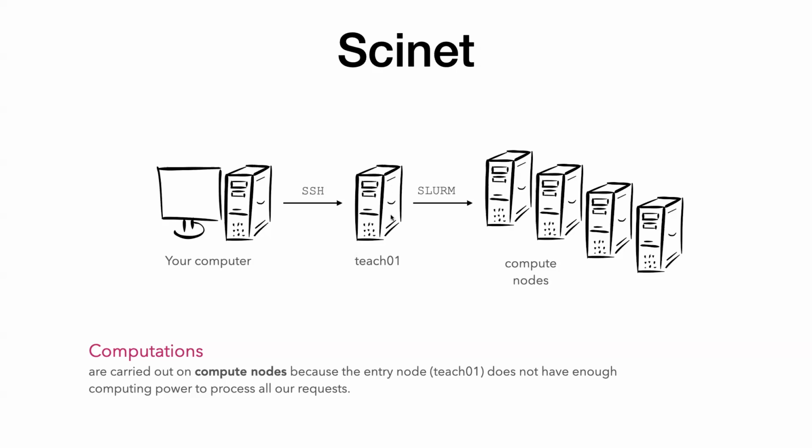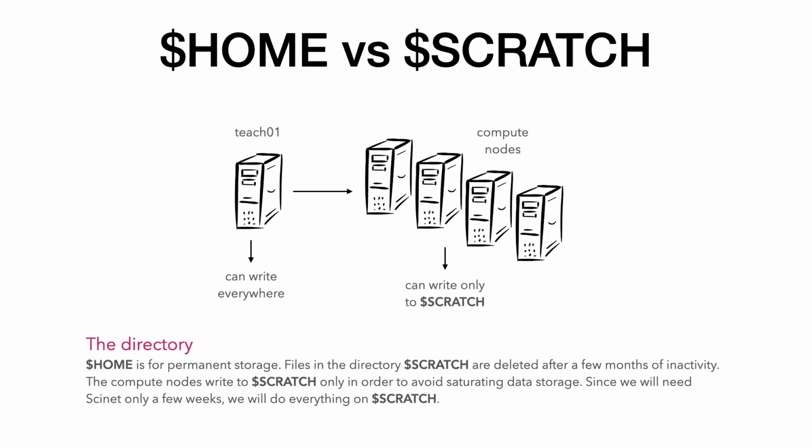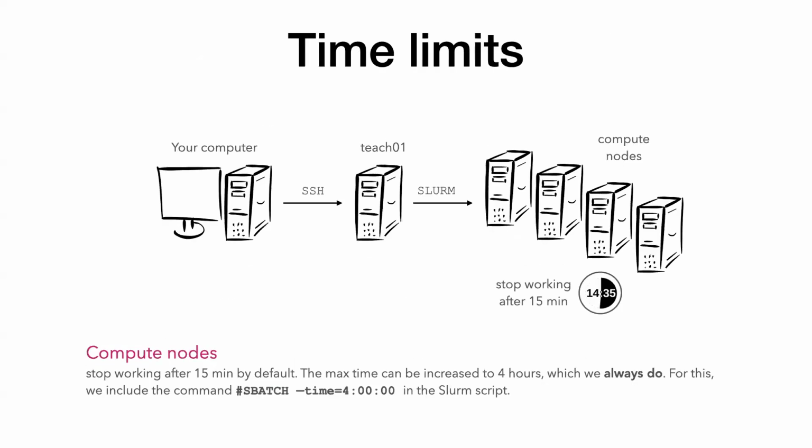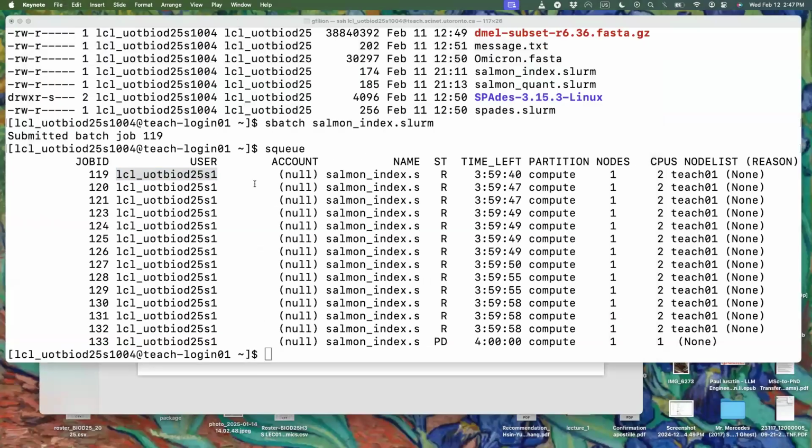But if we do this on Teach and we all work together, we're going to block that node or that computer, and then we're going to be kicked out. So never do anything that's computationally intensive on Teach 01 or Teach login 01. You always use Slurm to delegate to the computers that actually do the work. These are called compute nodes. They're here, and this is your login node, so you never do anything on the login node. This is not relevant because that has changed on the new cluster.